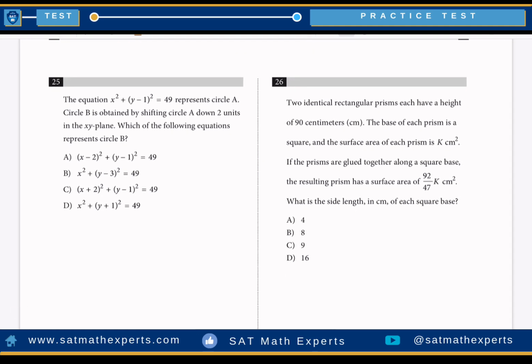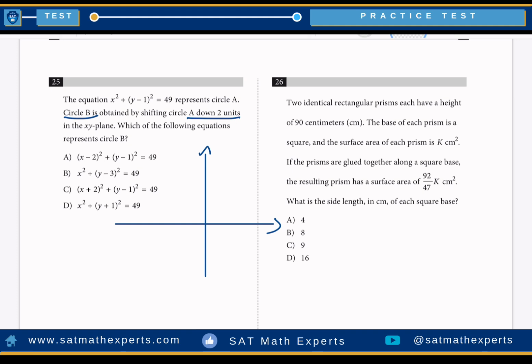25. The equation of a circle is given. Okay. So if we shift circle A by 2 units down, we will get circle B. What will be the equation of circle B? So you know this one from the previous topics.